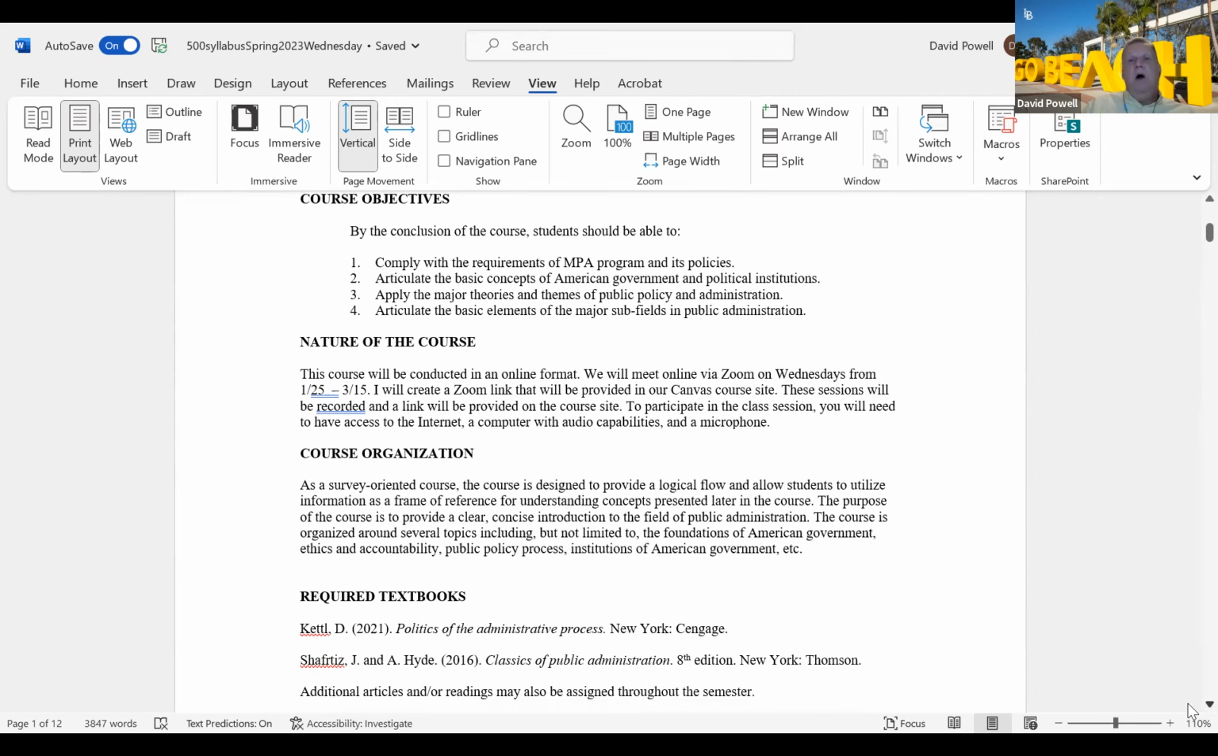All of these sessions are recorded, and so I will record all the sessions, and then I will place a link in our Canvas site the morning after our session. So by Thursday morning, I'll have the link there. So in case you have to miss class, you can always go back and review that recording. I do encourage you to be in class because we will cover material on Wednesday nights that may not be covered in the textbooks. I sometimes take a different approach than what the textbook authors take. So it's important for you to be here and to be able to participate throughout our class sessions. But if for some reason you cannot, you always have that recording that you can fall back upon.